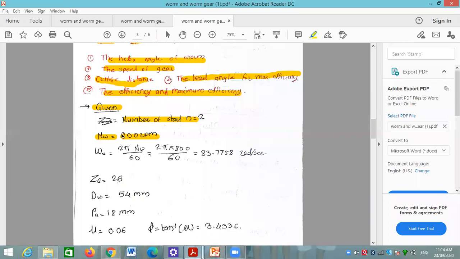By using this we can calculate the angular velocity of the worm. The formula for angular velocity is equal to 2 pi n divided by 60, where nw is the speed of the worm, 800 rpm, divided by 60. Therefore, the angular velocity of the worm is equal to 83.7758 radian per second.